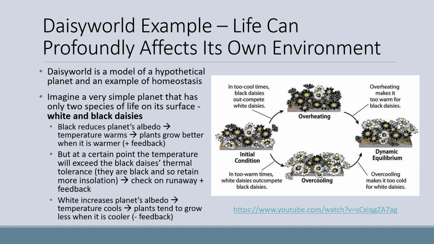There's a famous thought experiment in which life could potentially affect the planet via differences in albedo. It is called Daisy World. Daisy World is a model of a hypothetical planet and an example of homeostasis. You start by imagining a very simple planet that has only two species of life on its surface, white daisies and black daisies. The growth of black daisies reduces the planet's albedo, so temperatures warm, and plants grow better when it is warmer, so this acts as a positive feedback.